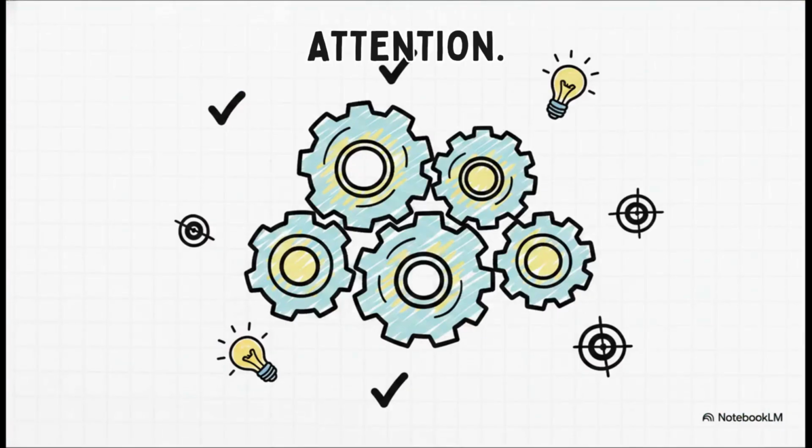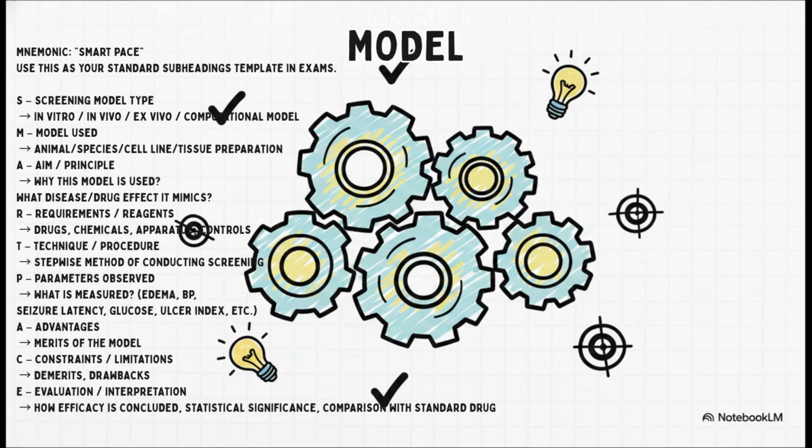Now pay close attention, because this is literally the blueprint for that 25-mark answer. It's an incredibly handy mnemonic called SMART PACE. Write this down. S is for the screening model type, like in vitro, in vivo, ex vivo, or computational. M is the model used, so the specific animal or cell line. A is the aim or principle. Why are we even using this, and what disease does it mimic? R stands for requirements and reagents like your drugs and apparatus. T is the technique, basically your step-by-step procedure.